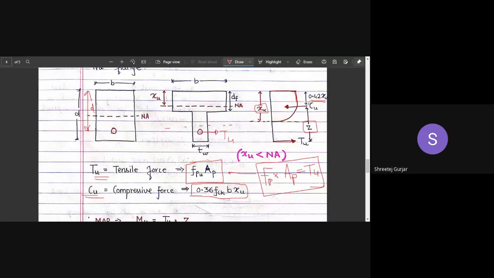The distance from the top to Cu is 0.42 XU. So what is Z? This total we know is D, the depth. So depth minus 0.42 XU will give you Z.